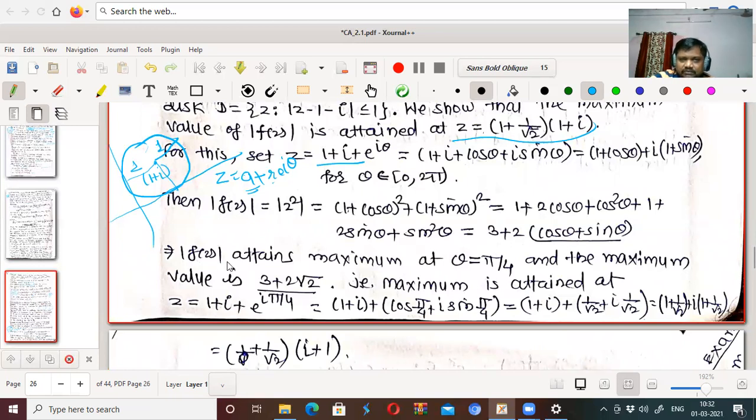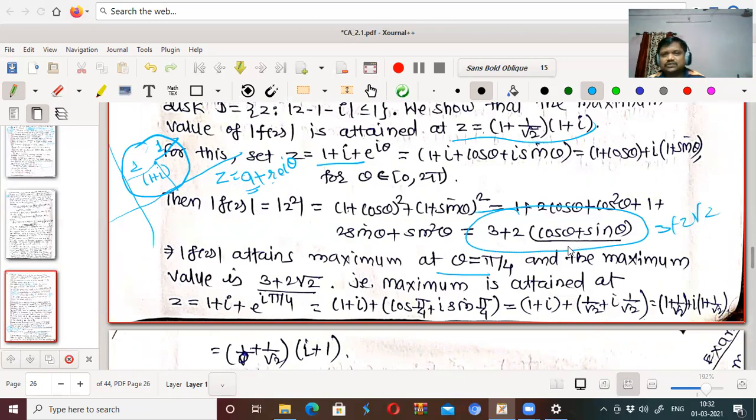Therefore mod of f of z attains maximum at theta equal to pi by 4. Now we have to see when this will be maximum. It is maximum at theta equal to pi by 4. In all other cases it will be smaller. How? If I take theta equal to pi by 4, we get cos pi by 4 is 1 by root 2, sin pi by 4 is 1 by root 2, 1 by root 2 plus 1 by root 2 is 2 by root 2, which means only root 2, that is 3 plus 2 root 2.